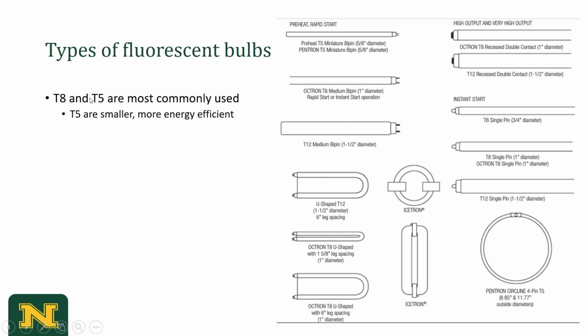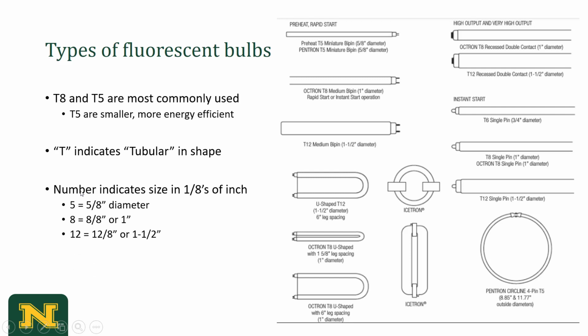Just understanding T8s and T5s are most commonly used. T5s are smaller, more energy efficient. T indicates the shape, so tubular. And then the number indicates the size in eighths of inches. So 5 is a 5/8 inch diameter, 8 is an 8/8, or 1 inch diameter bulb.